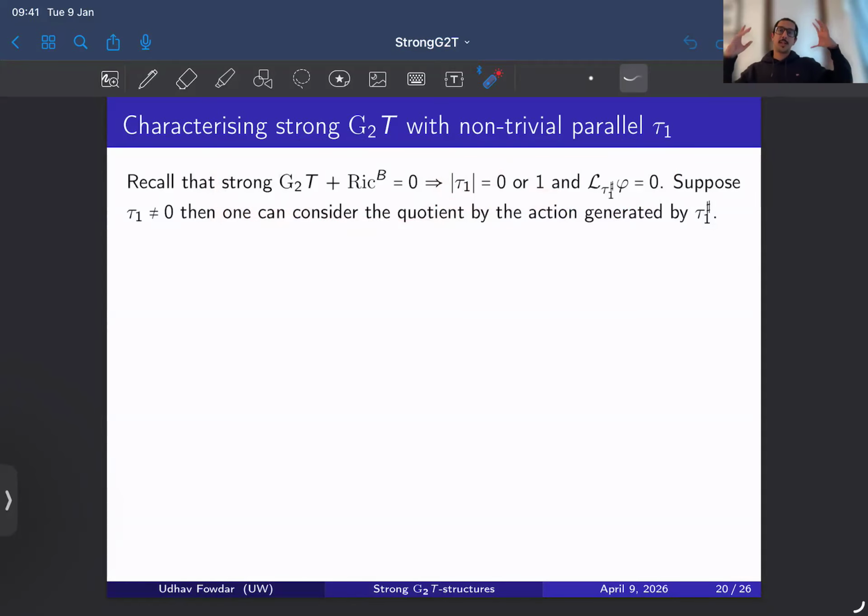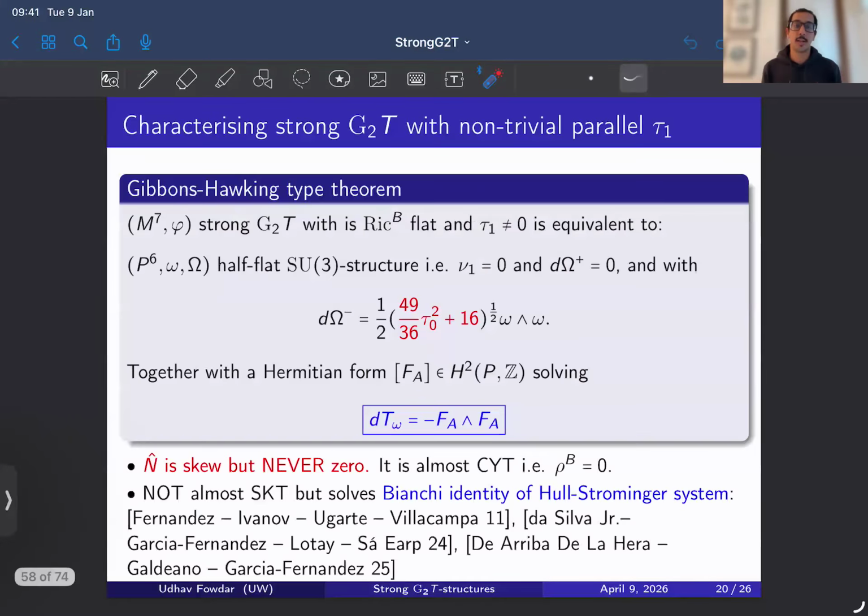So what you would like to do is the dimensional reduction, assuming the action is clearly free. If you have the quotient, what sort of SU3 structure do you get on the quotient? That is a very natural question to ask. And if you do that, you get the following Gibbons-Hawking type theorem. You prove that this is equivalent to asking that the quotient space is a 6-manifold with a half-flat SU3 structure, i.e. the leaf form of the SU3 structure is 0, and the real part of the complex volume form vanishes. But on the other hand, if you take the exterior differential of the imaginary part of the complex volume form, this is not 0.